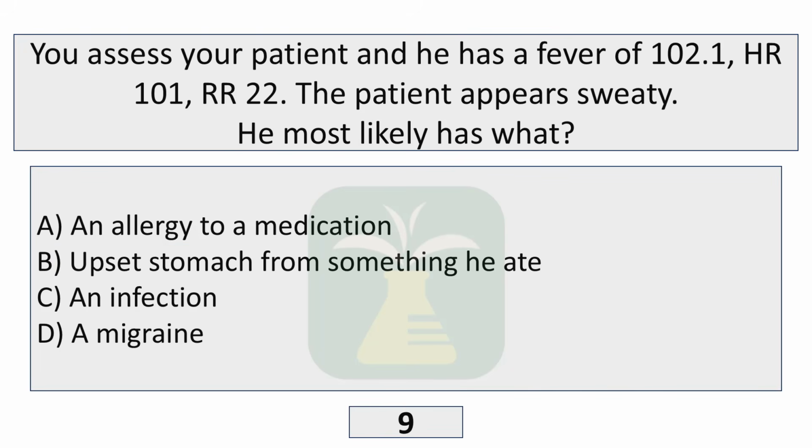You assess your patient and he has a fever of 102.1, HR 101, RR 22. The patient appears sweaty. He most likely has what? A. An allergy to a medication. B. Upset stomach from something he ate. C. An infection. D. A migraine.